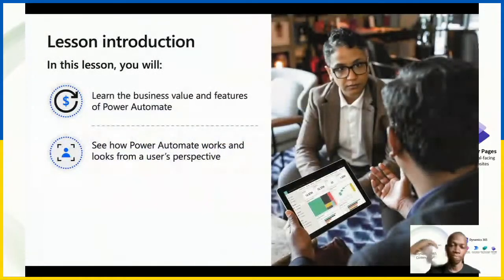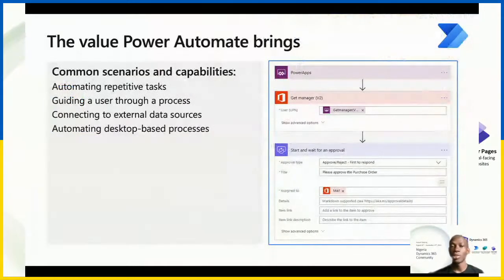So now, you want to learn the business values and features of Power Automate in this section, and you want to see how Power Automate adds value to the organization, how people actually use it, and what it can do basically. So common scenarios and capabilities of Power Automate include automating repetitive tasks.